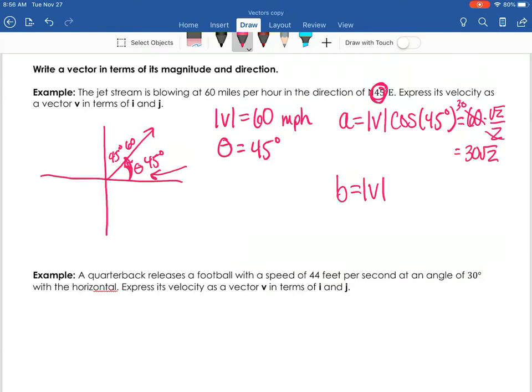For my vertical component b, I'm going to take my magnitude times the sine of my angle, which is 45 degrees. So the sine of 45 degrees is the square root of 2 over 2. So I'm going to take 60 times the square root of 2 over 2. And again, I'll get 30 square root of 2.